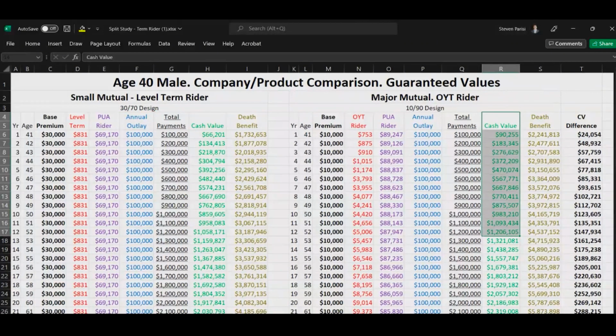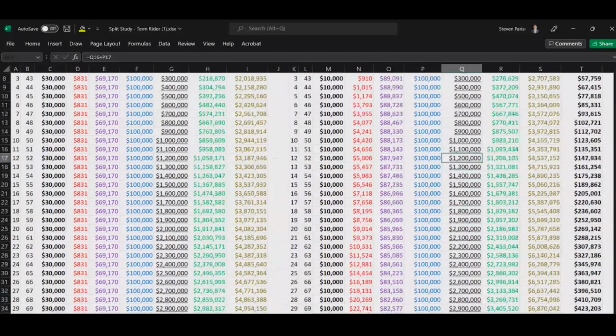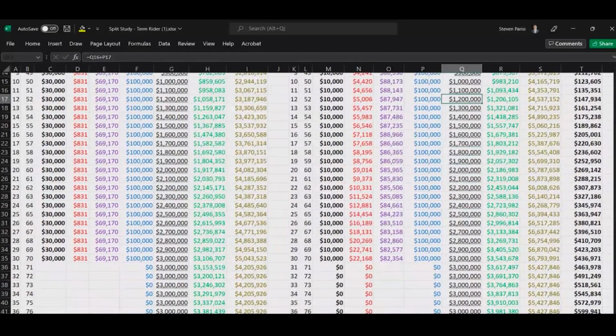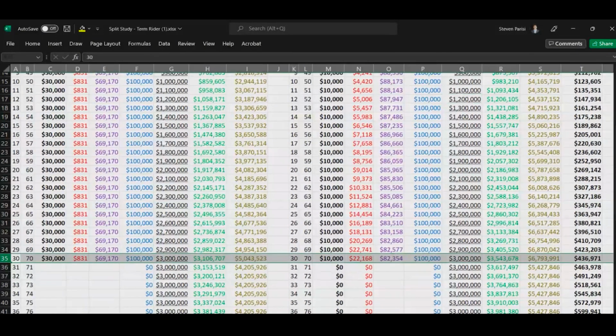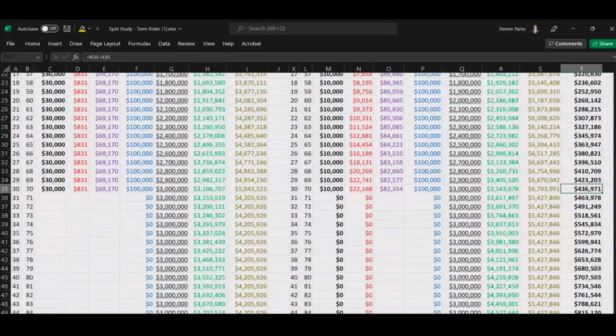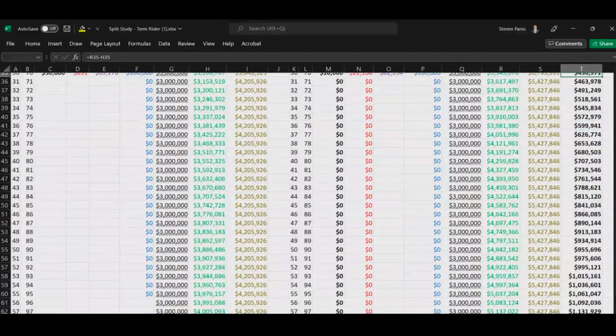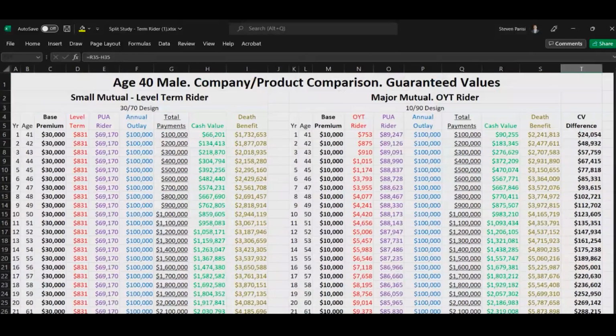Break-even point here, between years 11 and 12, when we look at it, paid at 1.2. I have 1.2. At 30/70 with the smaller company, not until year 25. What's your difference now at age 70? $436,000 difference. How about as time passes? And this is the guaranteed values with both carriers here. Like everything is a clean comparison.